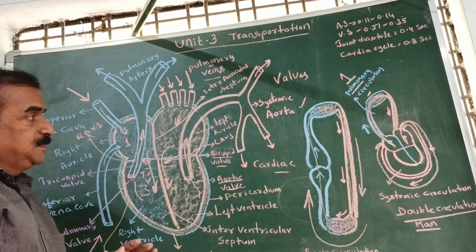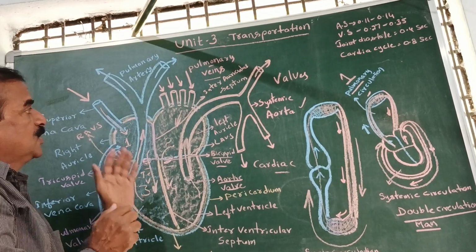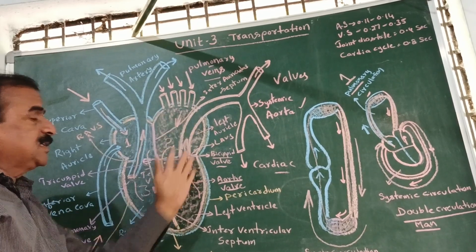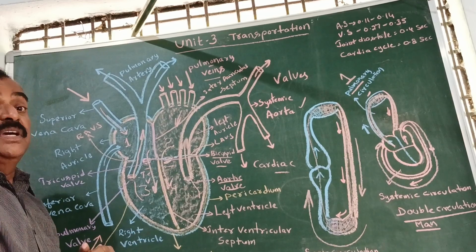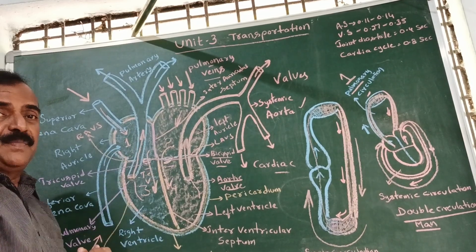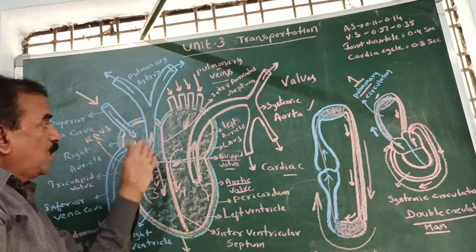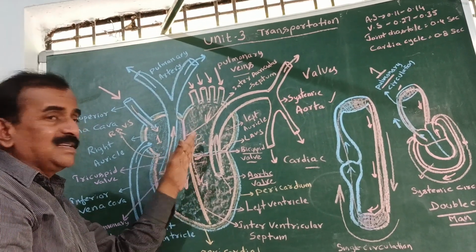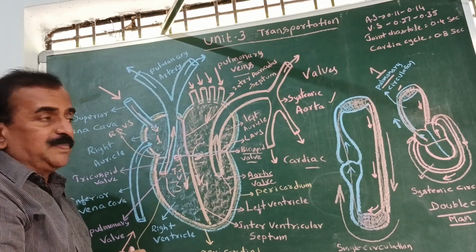So children, now I am posing some simple questions. What is the shape of the heart? Pear shape. How many chambers are there in the heart? Four chambers. What separates the auricles and ventricles? The auricles are separated by the interauricular septum and the ventricles are separated by the interventricular septum.